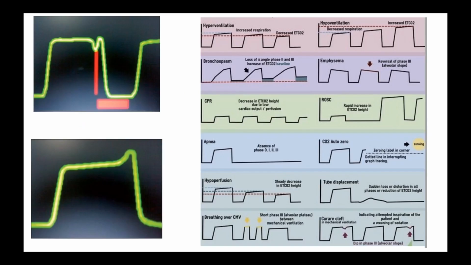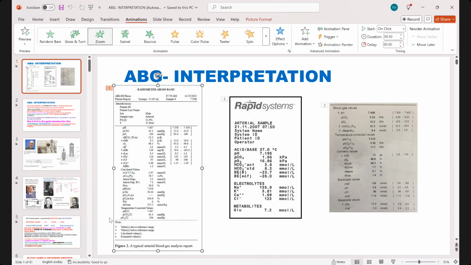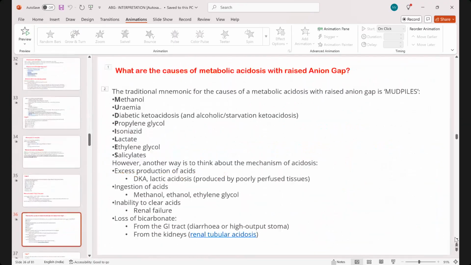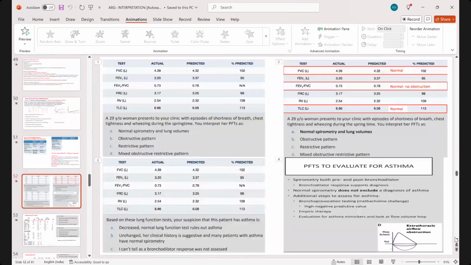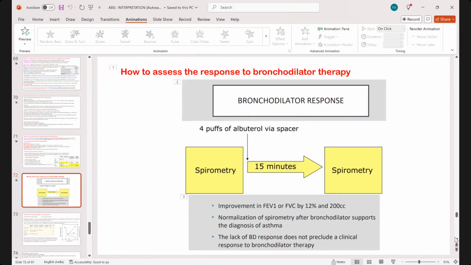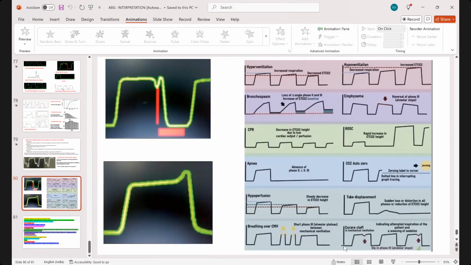Of course, these are all various capnograms that you see, and this particular one, the lower one. So, what does this capnogram show? Sorry, the mouse has stopped working. So, what does this particular capnogram show?